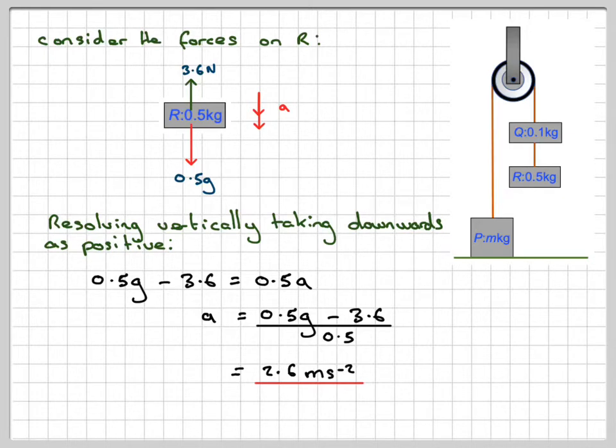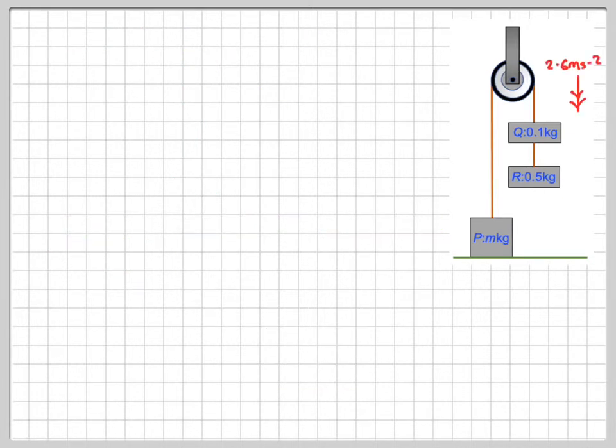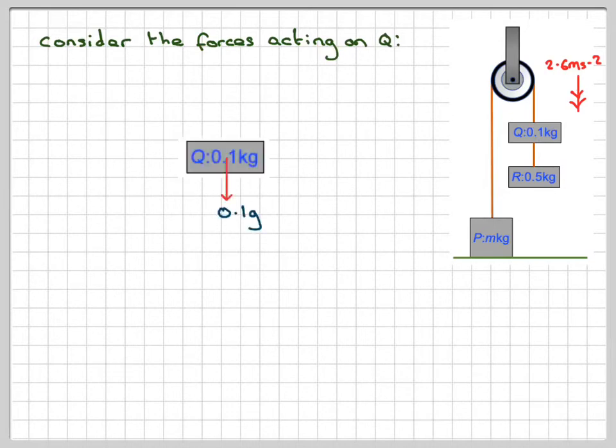Right, the second part is we have to find the tension in this string here. So if we just consider the forces acting on this Q, we've got the weight of the mass acting downwards, 0.1 g, and also the tension of this string acting on it. So that's 3.6 newtons given in the question, and we've got the tension that we need to find acting upwards. And we also know it's moving with an acceleration of 2.6 meters per second squared.